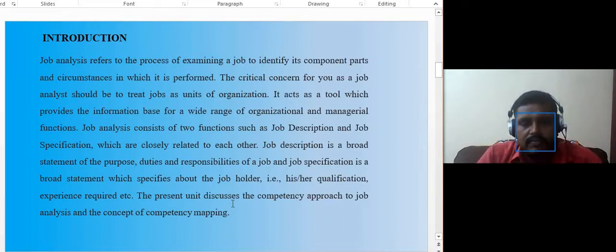The job description is a broad statement of the purpose, duties and responsibilities of a job, and the job specification is a broad statement which specifies the job holder's qualification, required experience, etc. The present unit discusses the competency approach to job analysis and the concept of competency mapping.